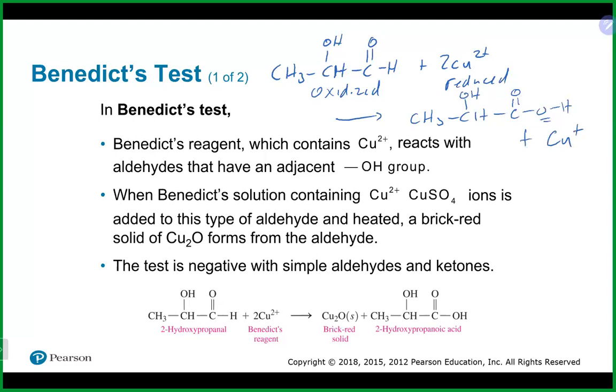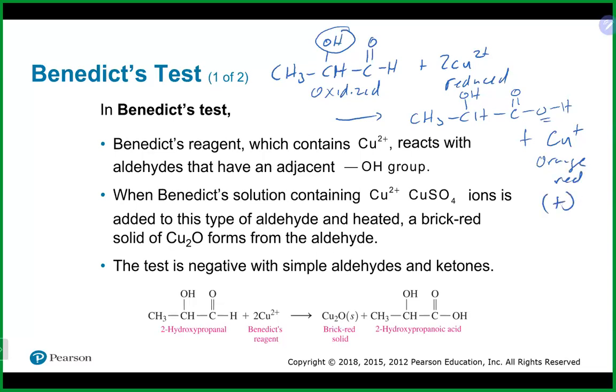So here's the deal on this. It's actually a test for aldehydes that have an OH group next to the carbon oxygen double bond. It needs an OH group there for this test to work. Good news is the ones you're going to do in the lab will probably have the OH group there, so it hopefully should work. How do you recognize it? Well, copper 2 is blue, and copper 1 is a reddish, orangey color. So if you see that orange red color develop, that would be a positive test.